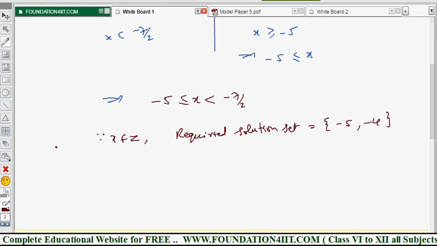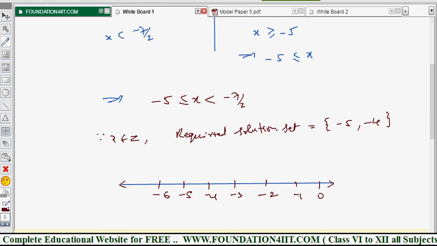These two we can represent on the number line. Just take this number line, from only minus 5, minus 4. So let's take minus 6, minus 5, minus 4, minus 3, minus 2, minus 1, 0, and so on. On the negative side we should represent only minus 5 and minus 4. So we just circle minus 5 and minus 4 on the number line, right? This is about the solution set on inequations.